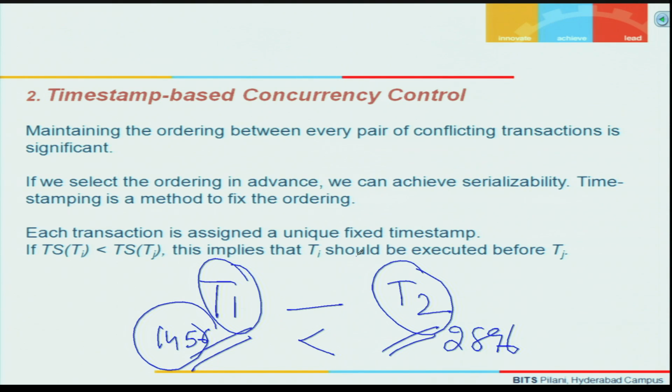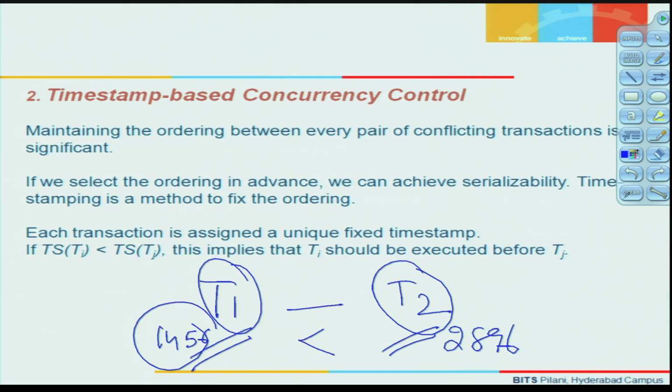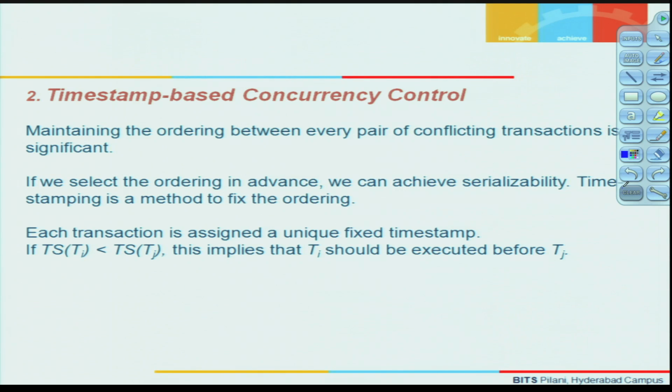Let us have a look at the examples, things will be clearer. Each transaction is assigned a unique fixed timestamp. This indicates the timestamp of transaction Ti. This indicates the timestamp of transaction Tj. If the timestamp of transaction Ti is less than the timestamp of Tj, this implies that Ti should be executed before Tj, because this is the older transaction, and this is the younger transaction.